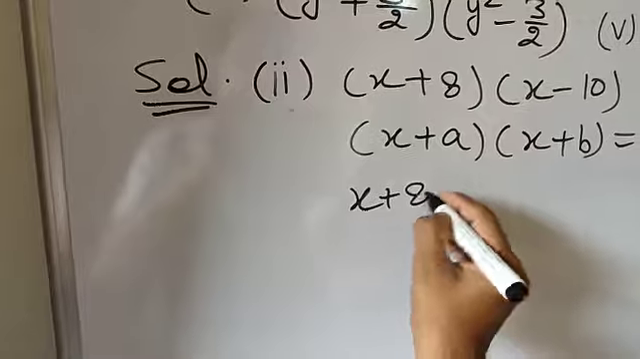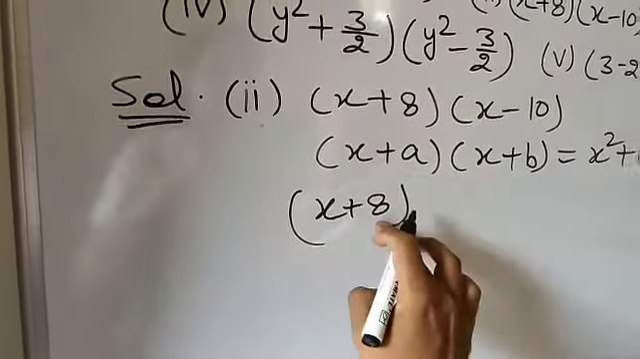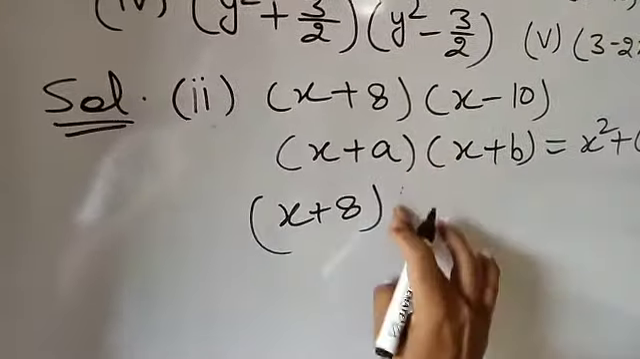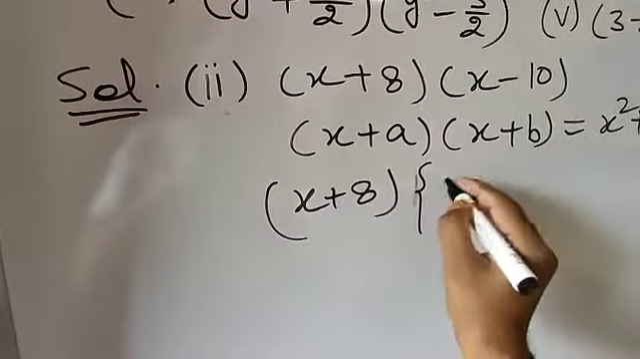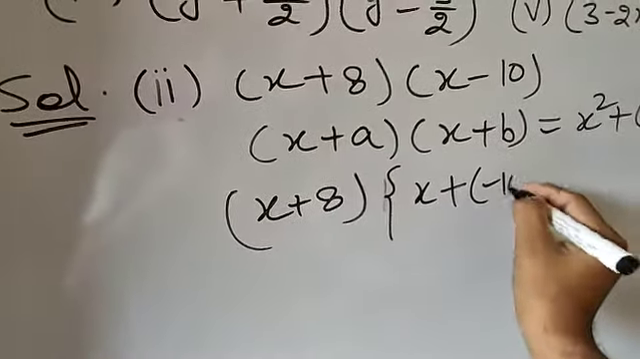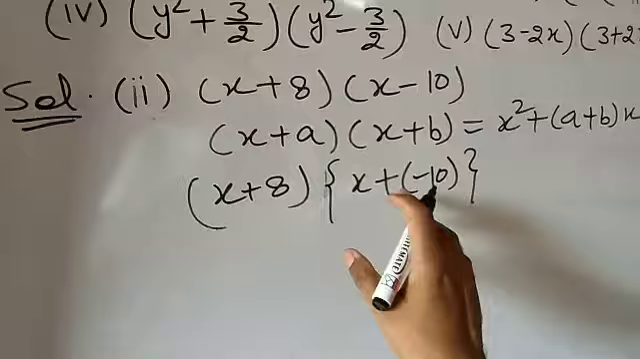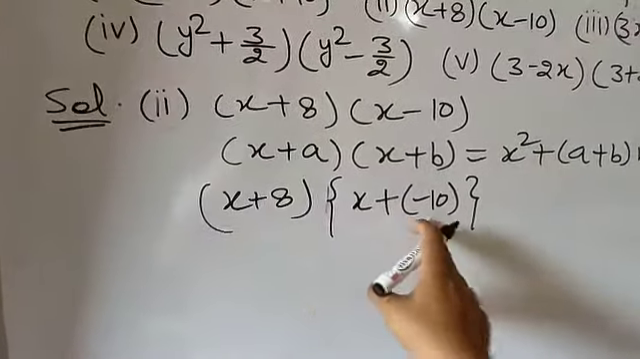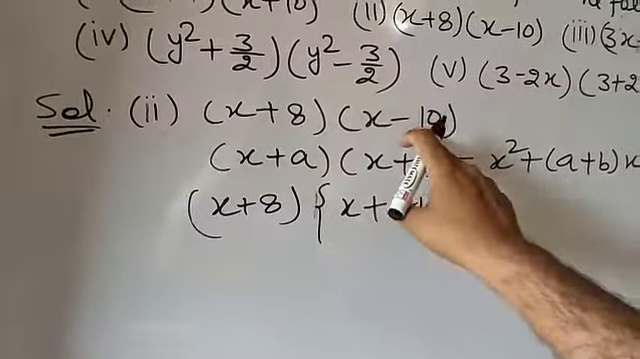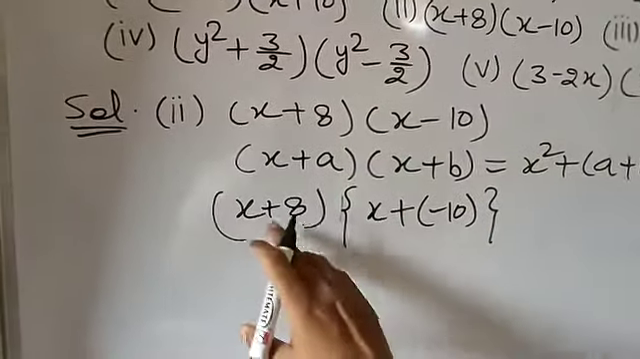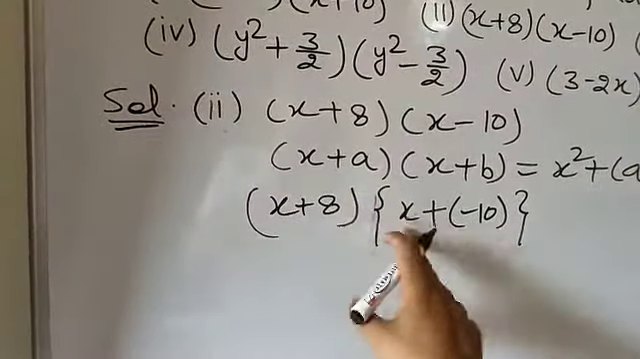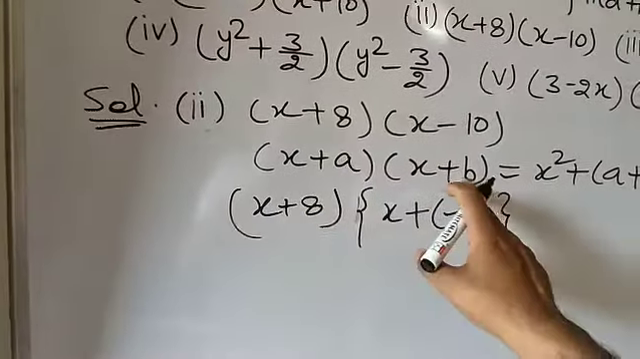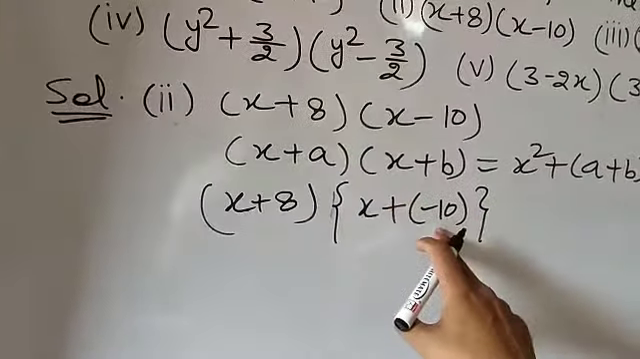It can be written like this: x plus 8, that is x plus a, in the same way. In the second bracket it can be written as x plus (minus 10). Now x plus 8 and plus minus, again it will be minus, so it will be x minus 10, which is the same as given in the question. Now if you compare, at the place of x is x, at the place of a is 8, and at the place of b is minus 10.